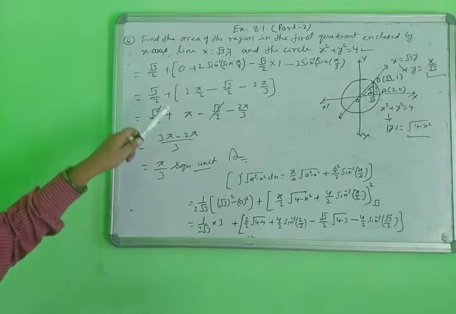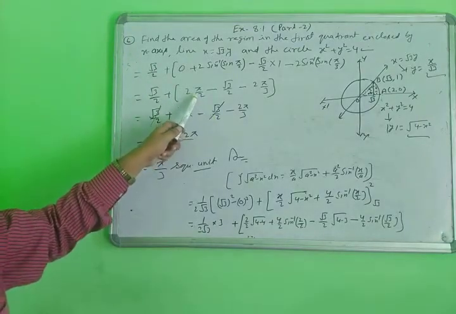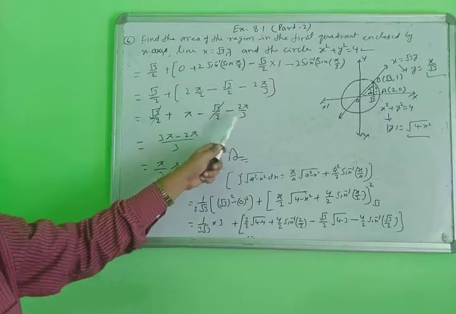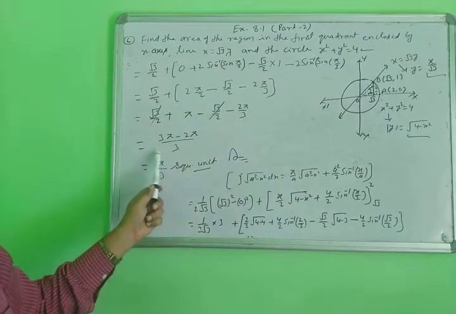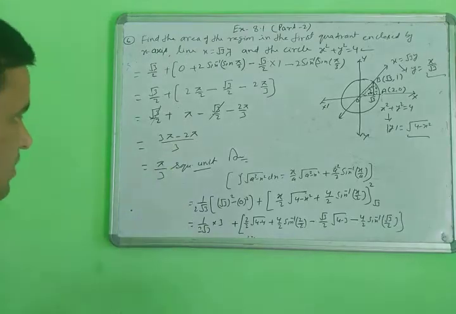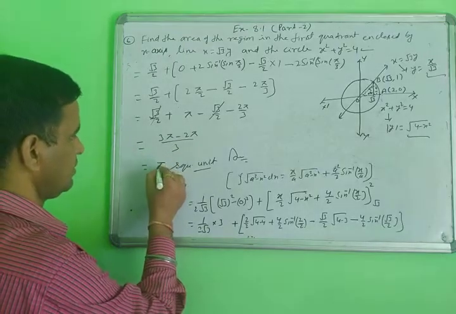This 3 by 2 and this 3 by 2 cancel here. What is there? Here pi, here 2 pi by 3. Taking the LCM, 3 pi and 2 pi, gives pi by 3. Your complete answer here is pi by 3.